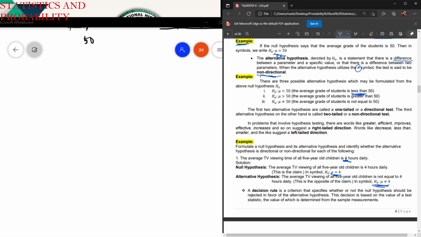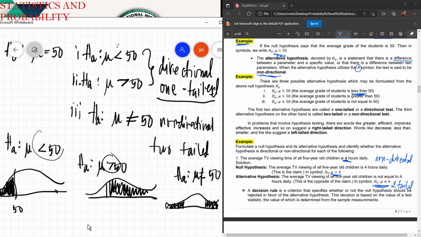So what do you think is this? Is this directional or non-directional? Yes, that's correct. That is non-directional, because what are we using, one-tailed or two-tailed? Yes, we are using two-tailed. Okay, so I hope it's clear to you: the non-directional, directional, one-tailed, and two-tailed.